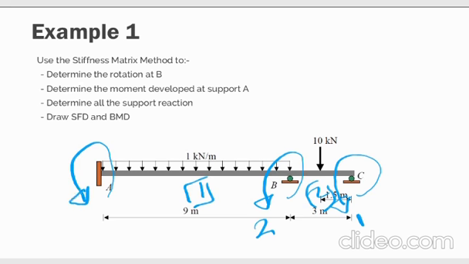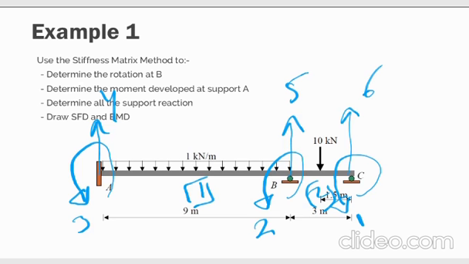Then for vertical displacement, it's also up to you. Here I will start vertical displacement from left to right: 3, 4, 5 and 6. So here I'm doing the global system for rotation and vertical displacement.